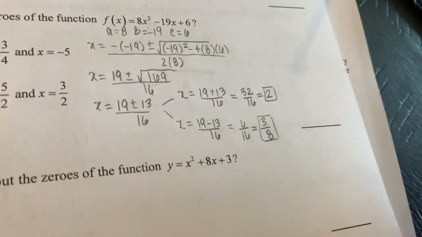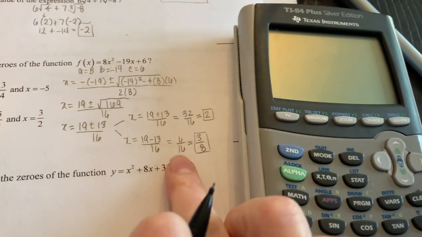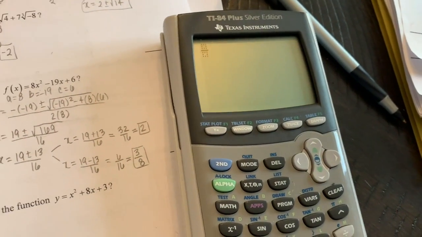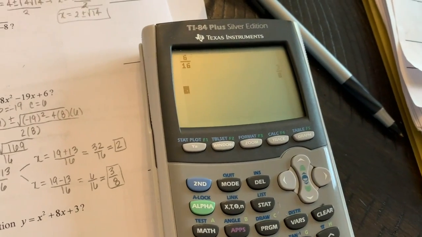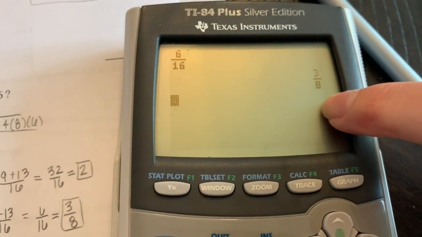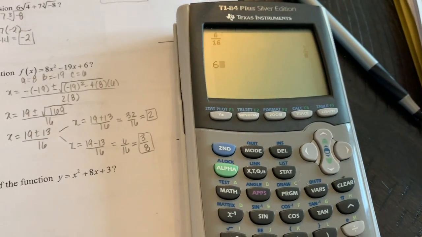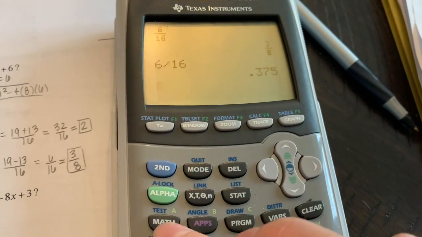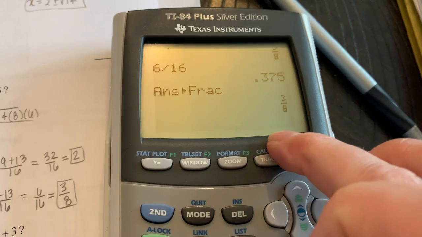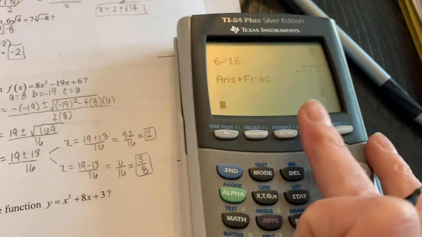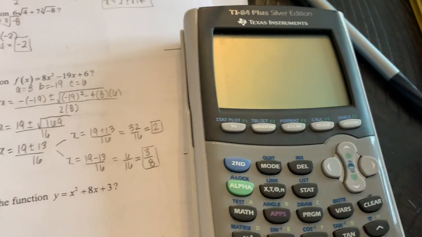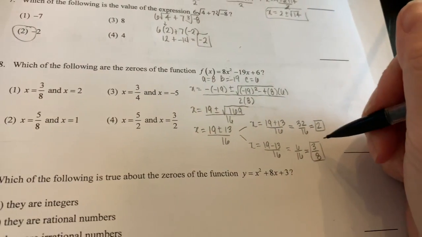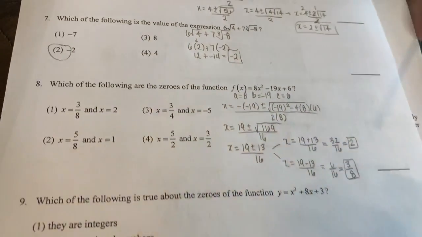And if you remember, guys, if you're not sure how to simplify your fraction, just to remind you, 6/16, put your fraction in, do alpha y equals 6/16. Okay, it will automatically simplify it for you. If you have it as a division problem, so like 6 divided by 16, you do math, enter, and you'll get the same thing. Okay, but if you put your fractions into alpha y equals, it'll automatically simplify it for you every time. Okay, so my solution set is x equals 3/8 and x equals 2, so that's choice 1.